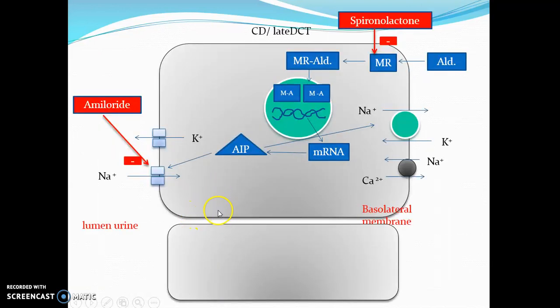So with this figure, we will try to understand the mechanism of action of both groups, that is the aldosterone antagonist and the directly acting agent. Normally, aldosterone gets inside the cell and binds with the mineralocorticoid receptor, and forms a complex known as the mineralocorticoid receptor-aldosterone complex. Now this complex goes inside the nucleus and dimerization happens, and then it binds with a specific gene of the DNA, causing formation of a specific mRNA that leads to formation of the protein known as aldosterone induced protein.